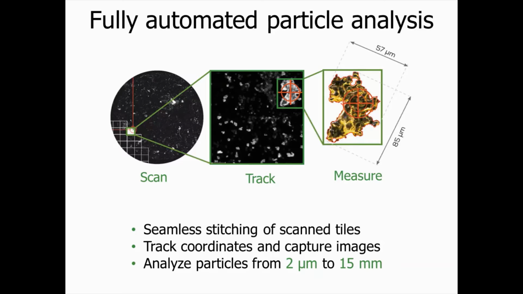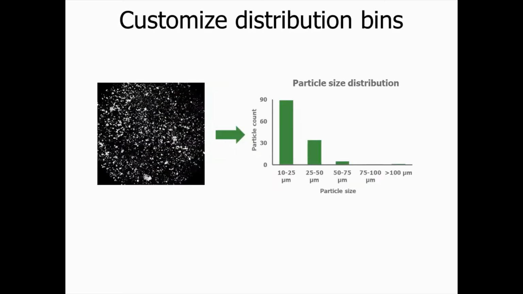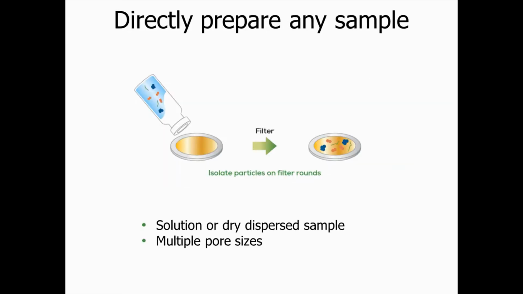Hound can analyze particles in a size range from 2 micrometers to 15 millimeters. Hound's user-friendly software lets you set up custom size bins so you can focus on particle sizes that are important to you. In this specific example, only particles larger than 10 micrometers were of interest, so the lower limit was set to 10 micrometers and the size bins according to the application.